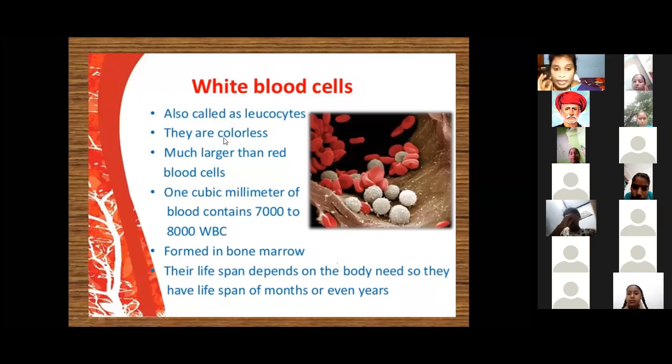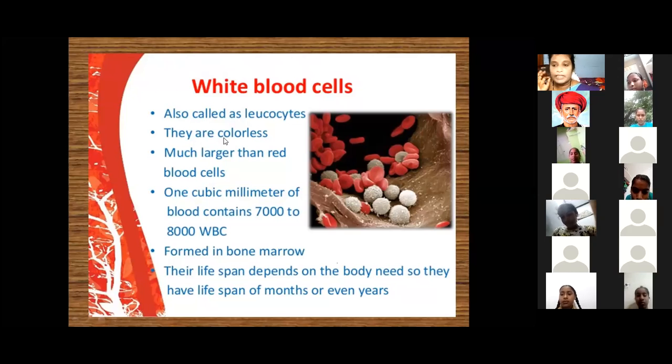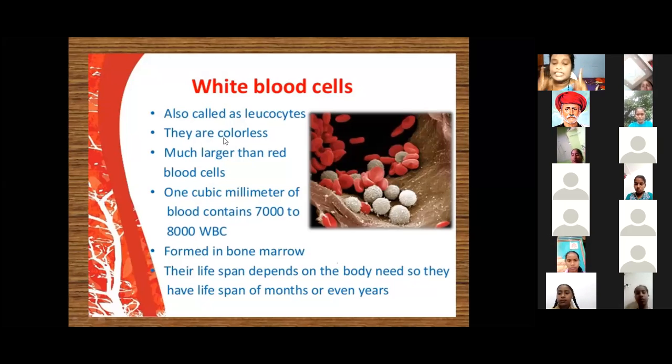Next, the white blood cells are colorless cells. Compared to RBC, the white blood cells are larger, much larger than red blood cells. Next, 1 cubic millimeter of blood contains 7,000 to 8,000 white blood cells.